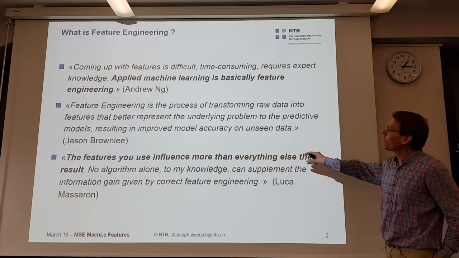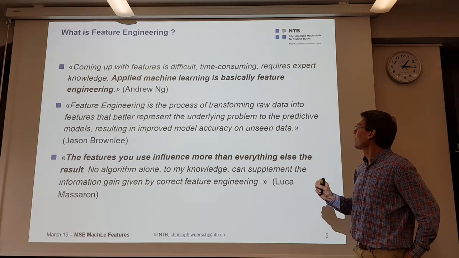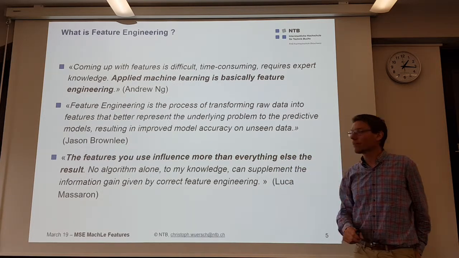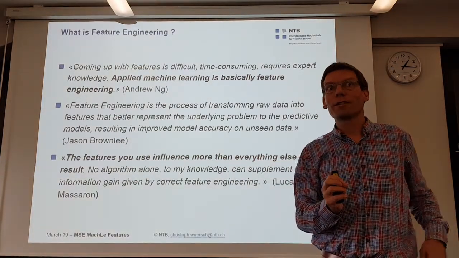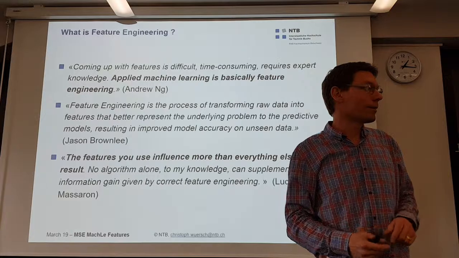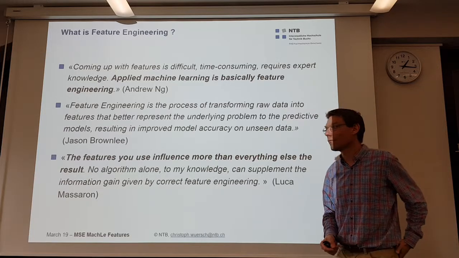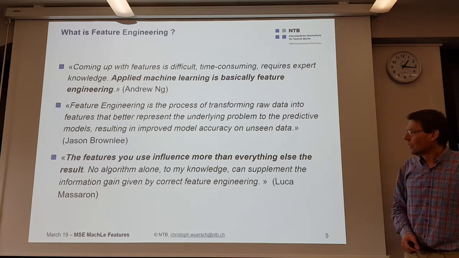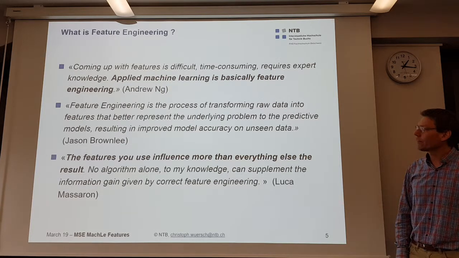Feature engineering is the process of transforming raw data into features that better represent the underlying problem to the predictive model, resulting in improved model accuracy on unseen data. So it's actually a way to reduce the degrees of freedom of the input data so that the learner doesn't overfit, to keep the variance of the learner low. We get the most relevant things in, and all the things that don't contribute, we kick out.